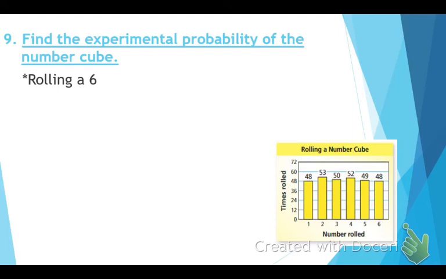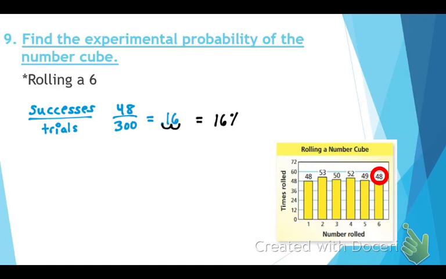Once again, we're doing experimental probability. What is the formula? Successes divided by the trials. How many times did they successfully roll a 6? 48 times. Out of how many total trials? Divided by 300. When you do that, you get 0.16. What percentage is that? 16% of the time they rolled a 6.